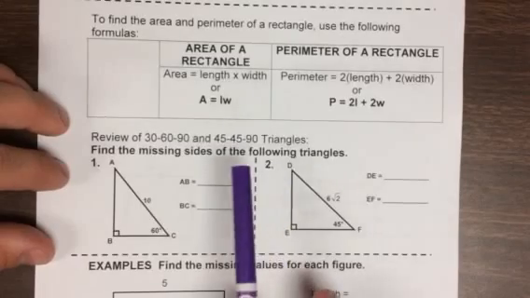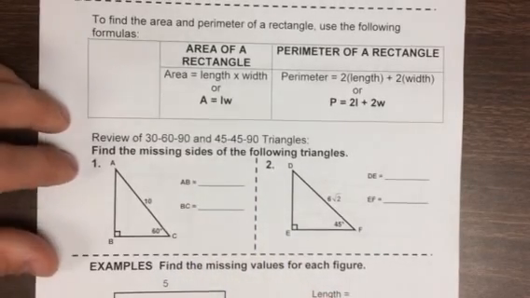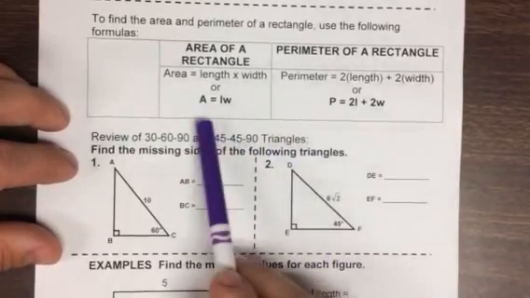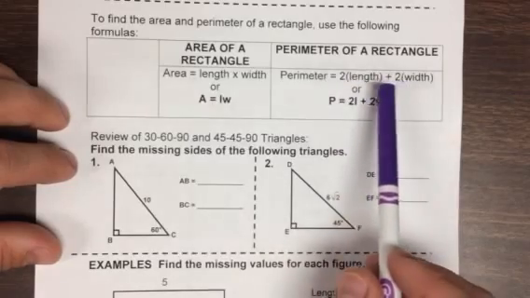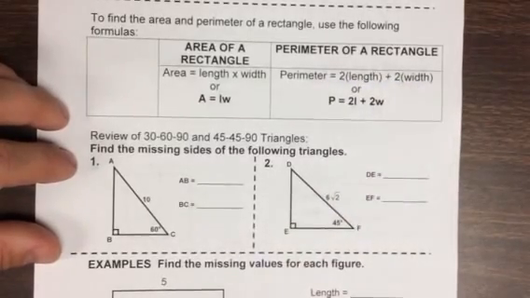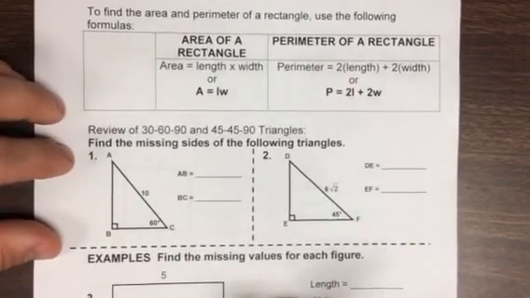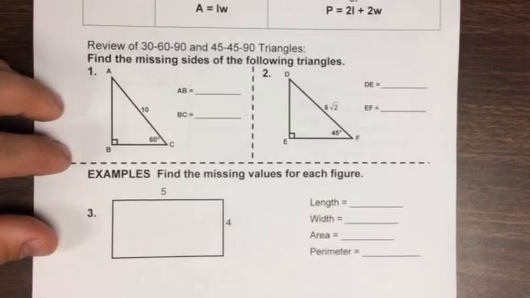Looking down below, find the area and perimeter of a rectangle using the following formulas. Area of a rectangle is length times width, or A equals LW. The perimeter is going to be 2 times the length plus 2 times the width, or P equals 2L plus 2W.